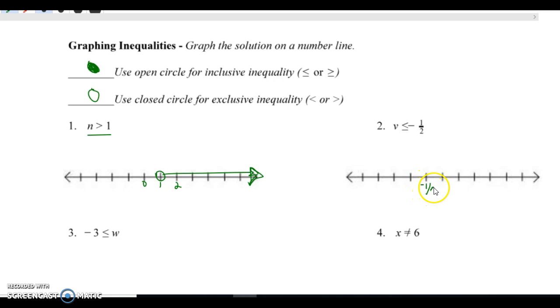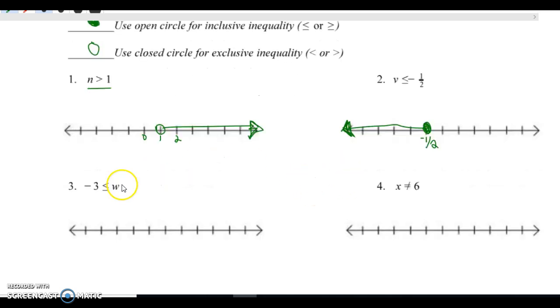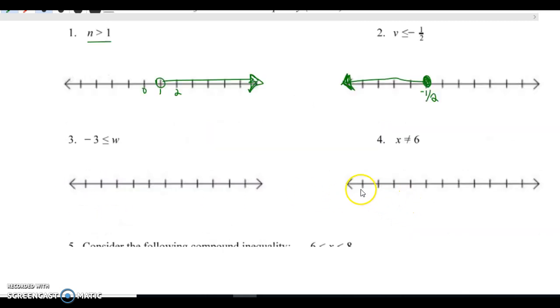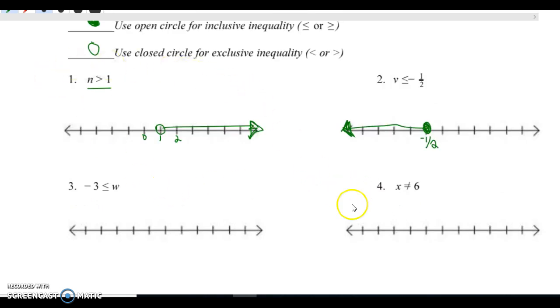And I want to shade in all numbers that are less than or equal to negative half. So I need to include negative half. There will be a closed circle at negative half, and I'm shading anything that's to the left of negative half. So these are possible values that we're talking about. Okay, why don't you try example number 3 and example number 4, and then we'll come back to this. Pause the video for a second, try example number 3 and example number 4.